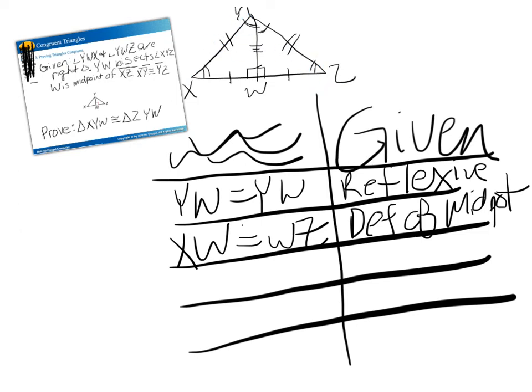Alright, now I already know that angle XWY and ZWY are congruent because that was given to me, that they're both right angles. Now I need to say that angle XYW is congruent to angle WYZ. So let's find that angle. Here's XYW and here's WYZ. Why are these congruent? Well, the bisector told us they were, so that's, again, definition of bisector.